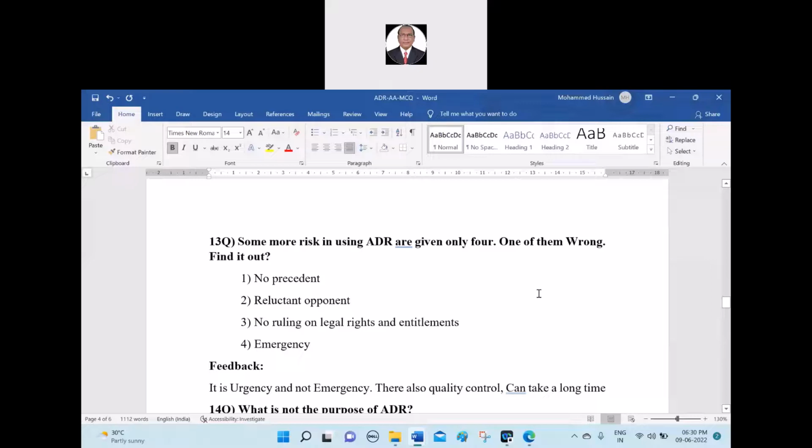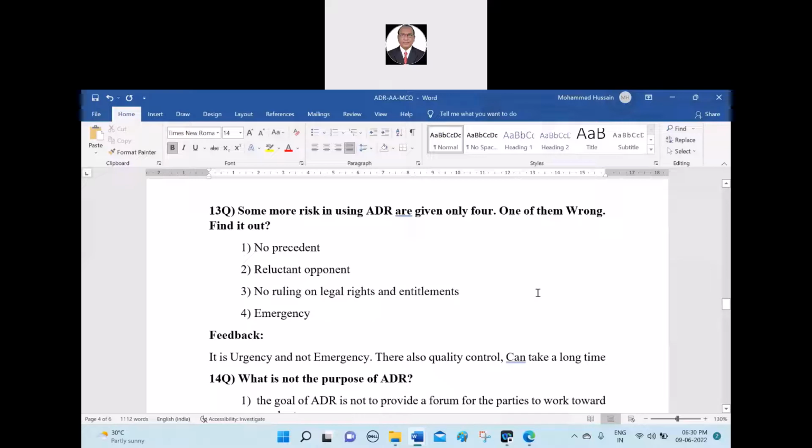No precedents. Second, reluctant opponent. Third, no ruling on legal rights. And there is quality control also. It is also a risk, and that it can take a long time is also a risk for the ADR.